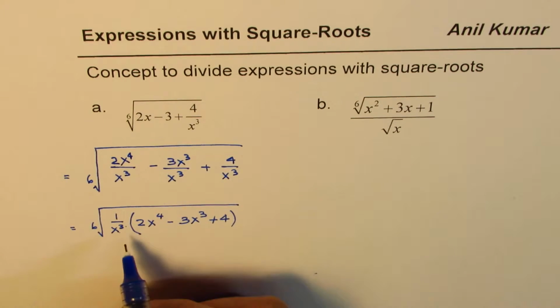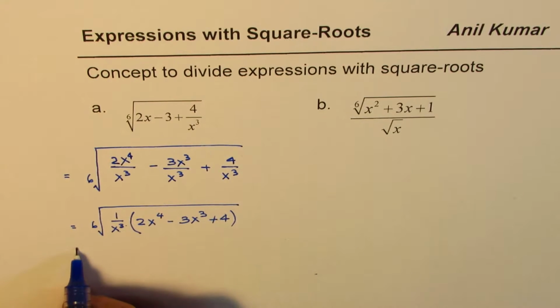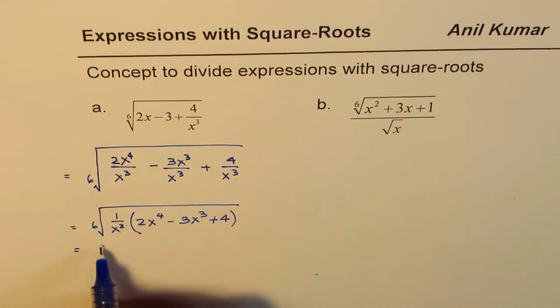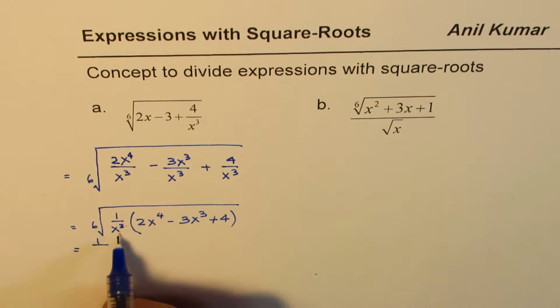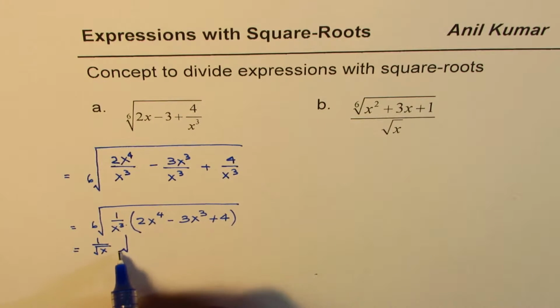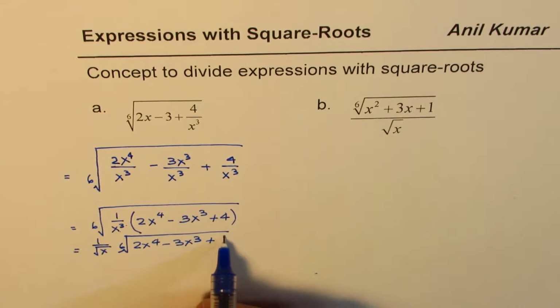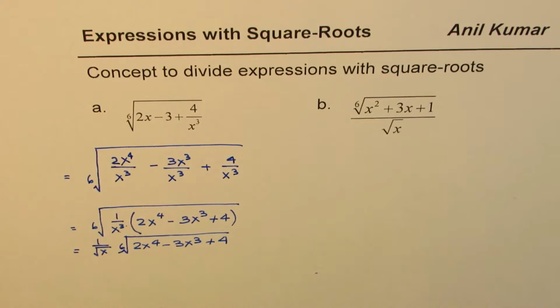Now if this had been 6, then 6 divided by 6 was 1, so you would have got 1 over x. Now this one is 3 divided by 6, right? So what you get here is equal to 1 over square root of x. And within this sixth root, we are left with all this: 2x to the power of 4 minus 3x cubed plus 4. You get an idea, right? This is what we get.